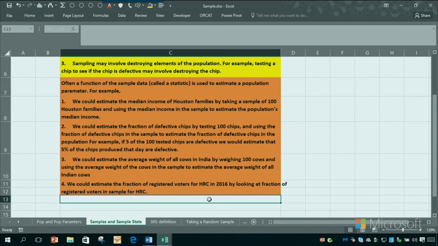Now, in the next video, we'll talk about the definition of a simple random sample and how you can take a simple random sample from a population.